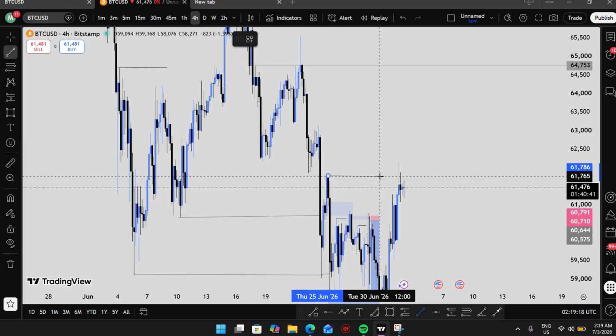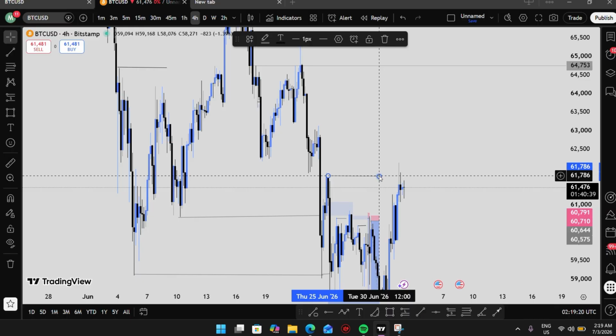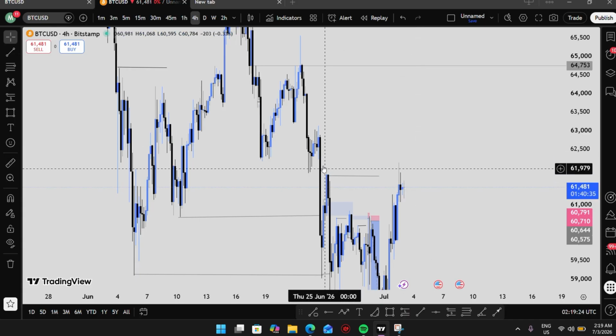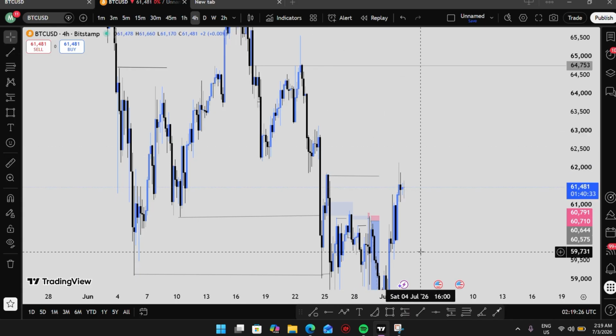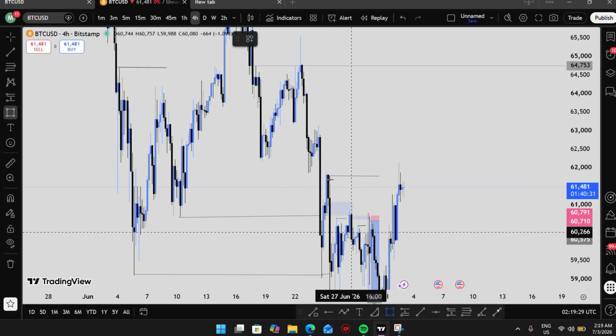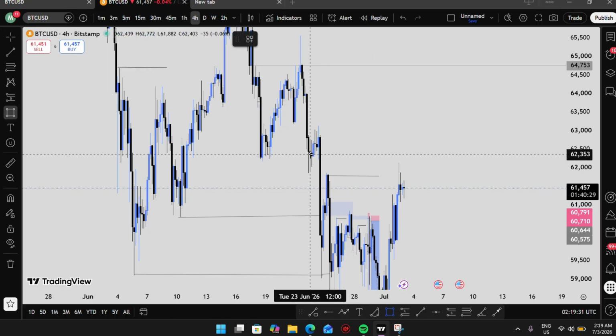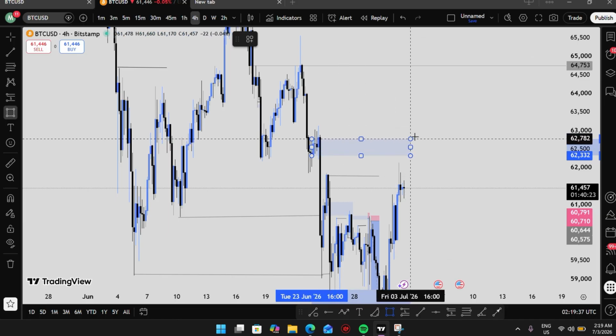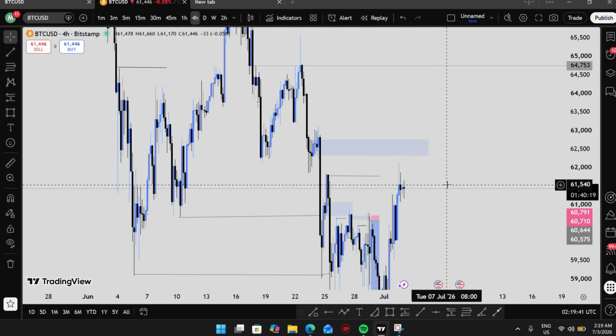So what are we looking out for? We got the inducement, and we're looking for price to tap into this point of interest, a breaker block. So I'm going to mark out the whole breaker block here, like this, with the order block. Something like this.